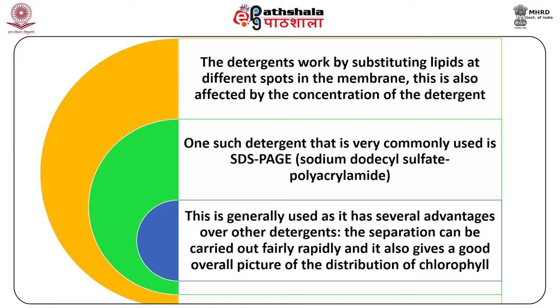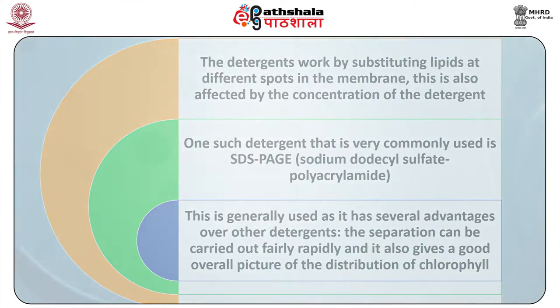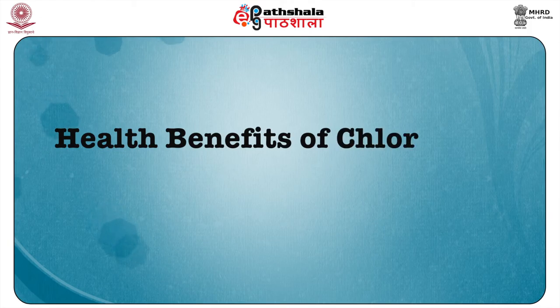One such detergent that is very commonly used is SDS-PAGE, that is sodium dodecyl sulfate polyacrylamide. This is generally used as it has several advantages over other detergents. The separation can be carried out fairly rapidly, and it also gives a good overall picture of the distribution of the chlorophyll.